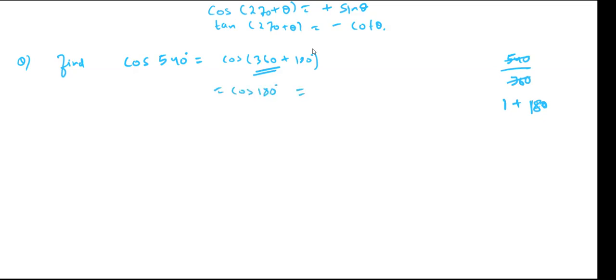And what is the value of cos 180 degree? This is minus. So cos 180 is basically minus cos 0 degree. Yes or no? I hope all of you know this now. Because this is cos 180 degree plus 0 degree, which is minus cos 0 degree. So this is minus 1. Makes sense? Yes or no?